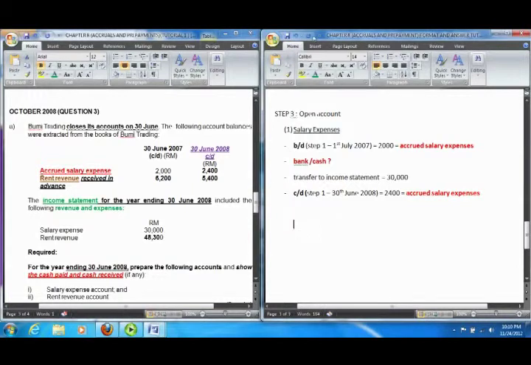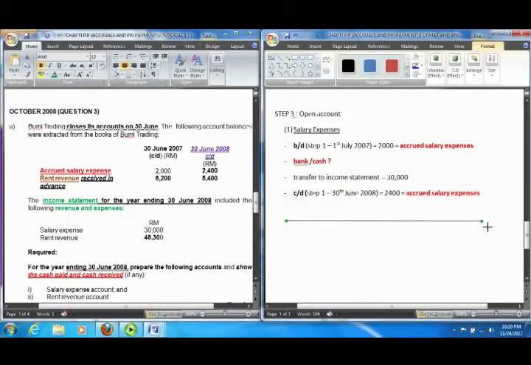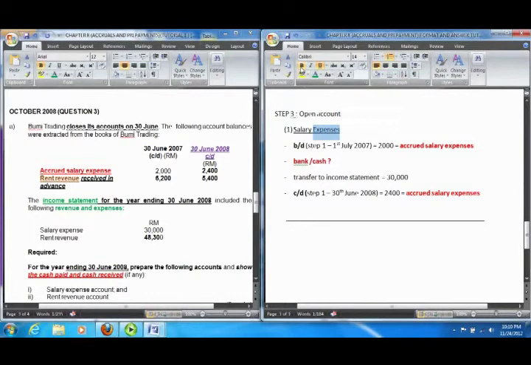Alright, class. Now we try to open an account. Can I know what type of account this is? This is considered a nominal account. Yes. What I mean is, is it revenue or expenses? It is an expenses account. Okay. Now put the type. Put the account name. We call that the salary expenses account. Alright. This is the name.